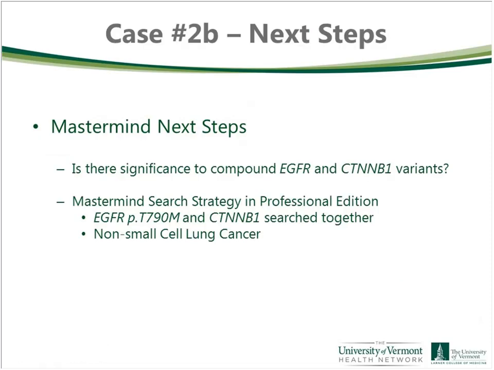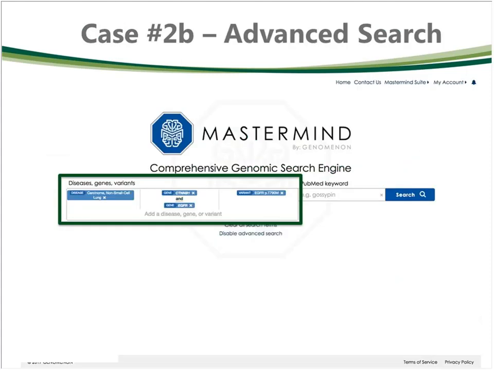and I ask the next question, which is, is there a relevance for having these EGFR mutations and the resistance mutation T790M in concert with an activating beta-catenin mutation, in this case, in non-small cell lung cancers specifically. So I utilized the advanced search options to look both for EGFR and beta-catenin in non-small cell lung cancer where the T790M mutation was present.